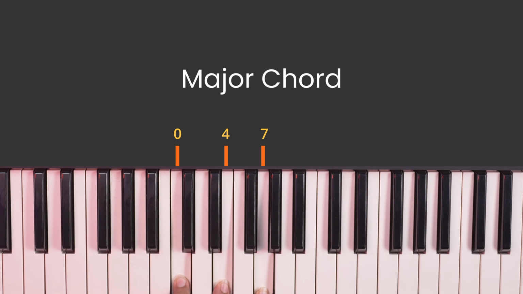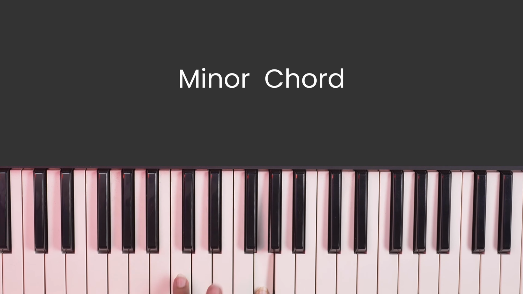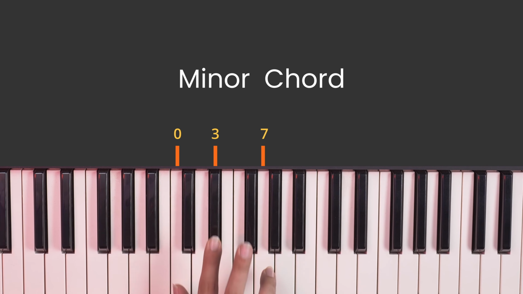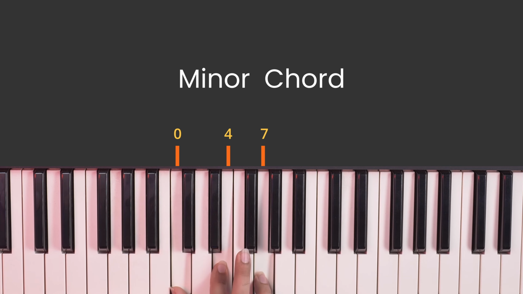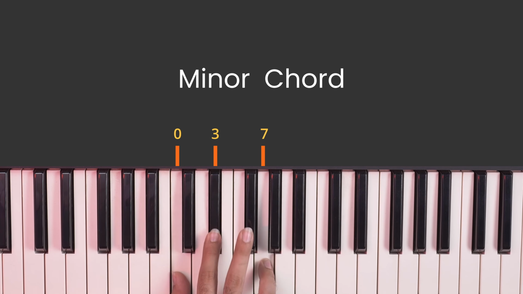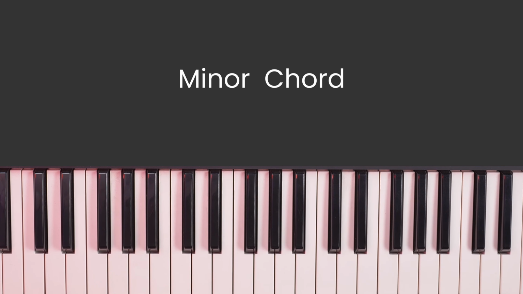And if you want to play a minor chord, you have to count till 3 instead of 4, and 0 and 7 remain the same. So we go 0, 1, 2, 3, 4, 5, 6, 7. It's a minor chord. If 3 becomes 4, it's a major chord. 4 major, 3 minor. And this rule applies to this whole keyboard. It doesn't matter what scale you are in.